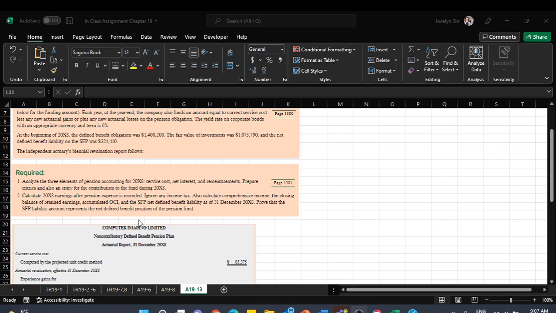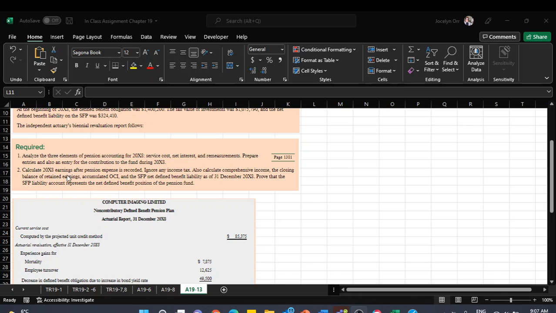So given all of this information, we need to analyze the three elements of pension accounting for 20X8, being our service cost, our net interest, and remeasurements. We want to prepare the entries and also an entry for the contributions to fund for 20X8. And then we're going to calculate our 20X8 earnings after pension expenses recorded, ignoring any income tax implications, and also calculate our comprehensive income. The closing balance of retained earnings, our accumulated OCI, and our SFP net defined benefit liability as of December 31st, and prove that that liability account represents the net defined benefit position of the pension fund.